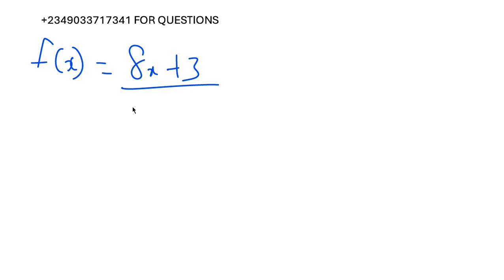Based on rational functions. Now here is the question. f(x) is equal to (8x + 3) over (9x + 6), and the question is find f inverse of x.